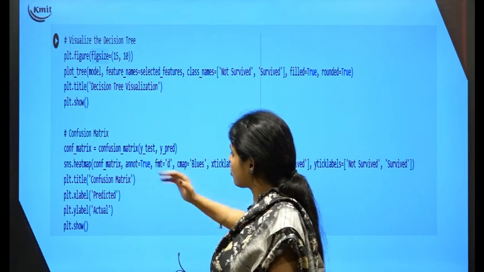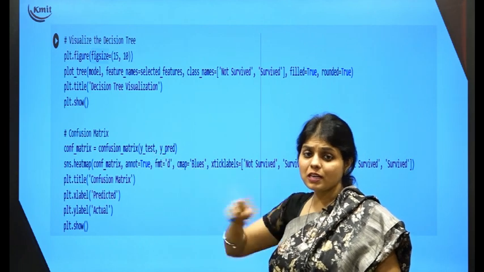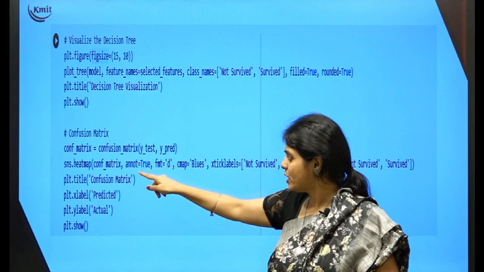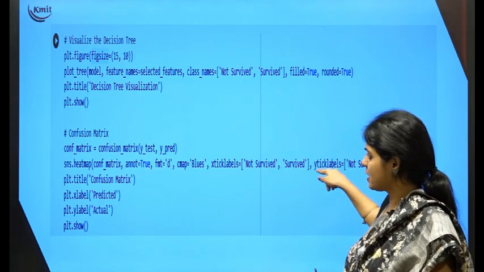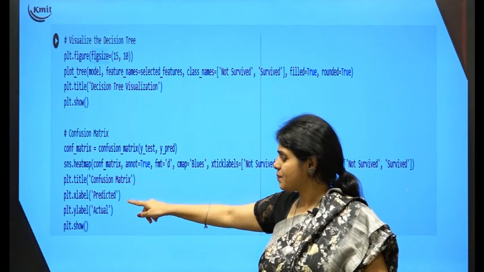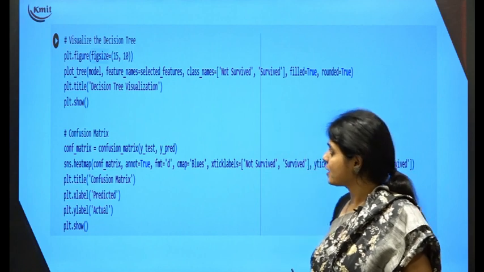Along with that, I also want to print the confusion matrix. The confusion matrix would be printed on actual values and predicted values, right? Y test and Y prediction. I am giving some annotations again, similar to what we have done in the last session. The title is confusion matrix. On the X label, I want to print predicted values, and on the Y label, I want to print actual values.